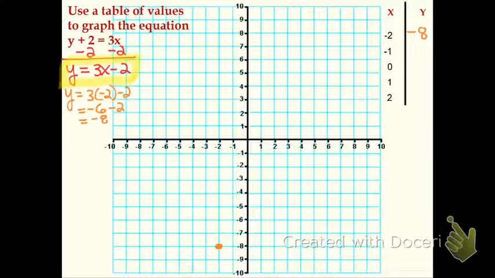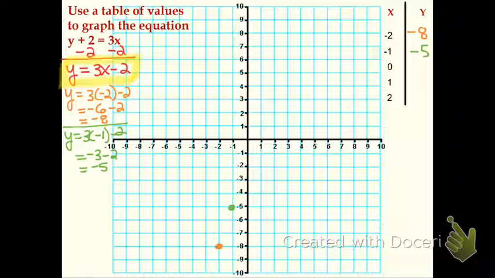Then I continue. The next number I'm plugging in for x is a -1. 3 times -1 is -3. -3 minus 2 is -5. So when I plug in a -1 for x, I get out a -5 for y, and I plot that point, -1, -5, as the next point on my graph. And then I continue doing that.